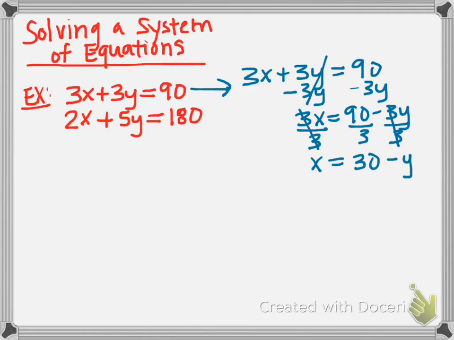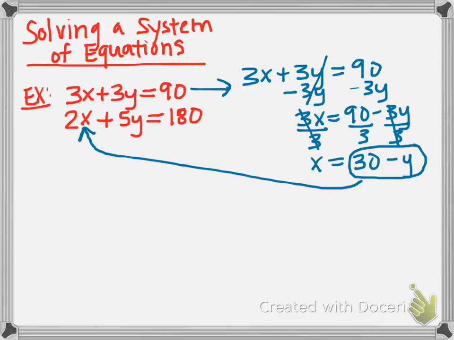What this means, this equation is very important to us. X has the same value as 30 minus y. 30 minus y is kind of like its substitute. So what we're going to do is we're going to go to the other equation, and in place of x, we're going to put this 30 minus y. And watch what happens. I need to make sure to put it in parentheses because I'm multiplying it by the 2.